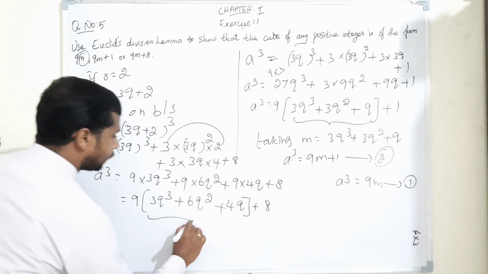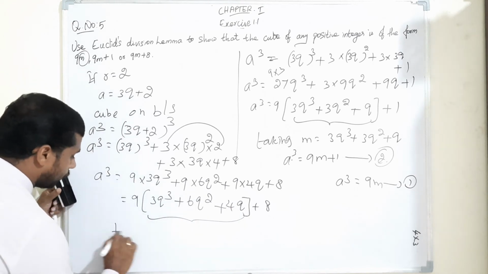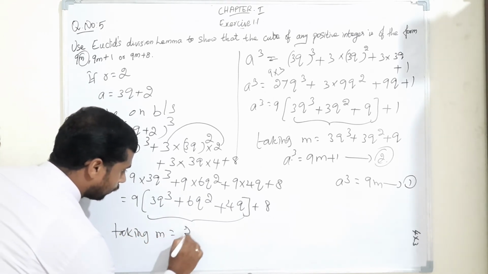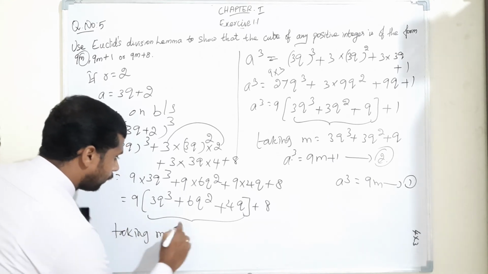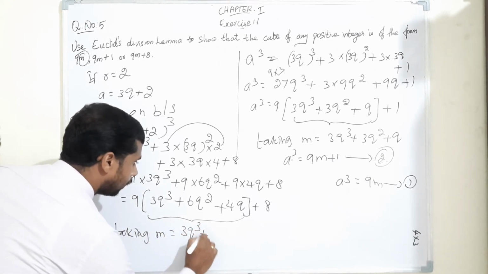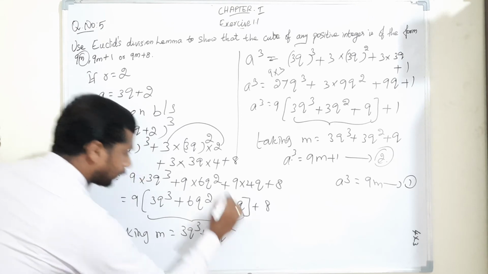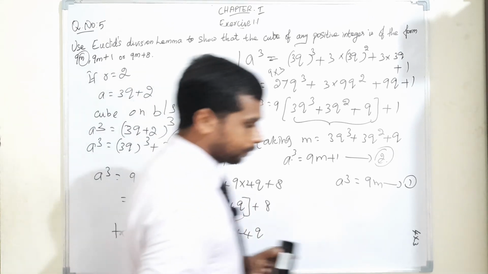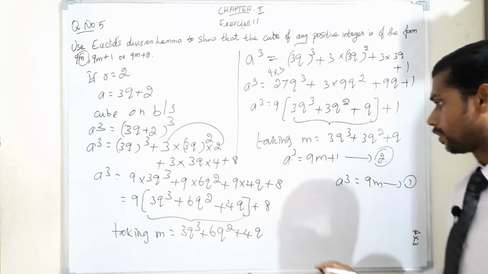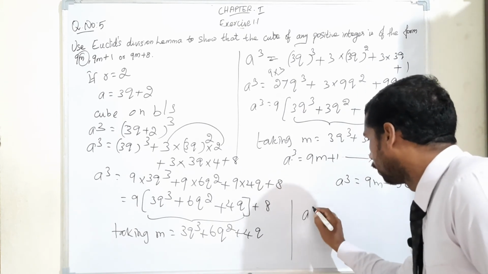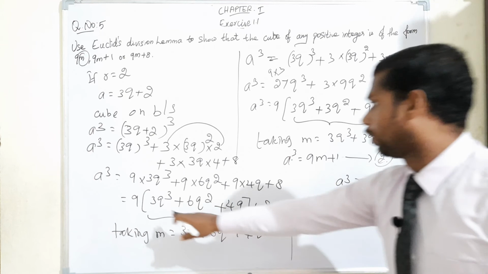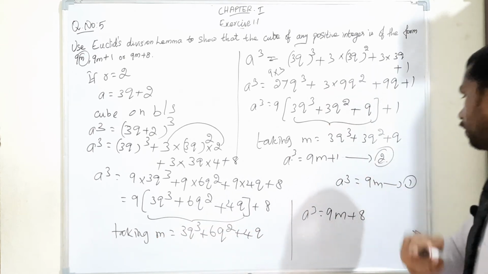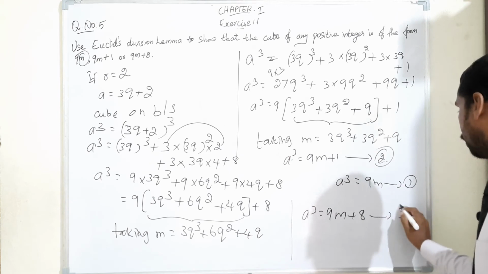The same condition, taking m is equal to 3q cube plus 6q square plus 4q, what will happen? a cube is equal to 9m plus 8. This is called equation number 3.